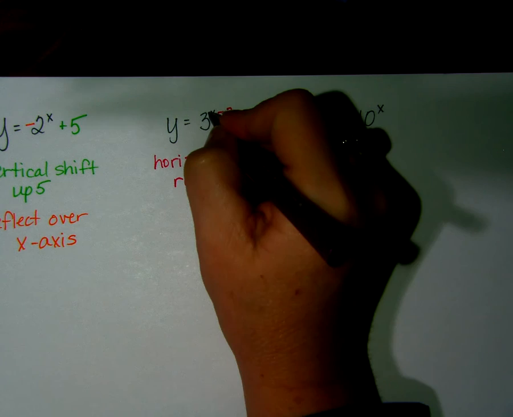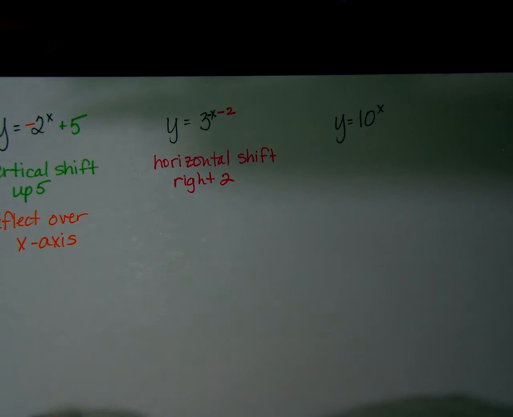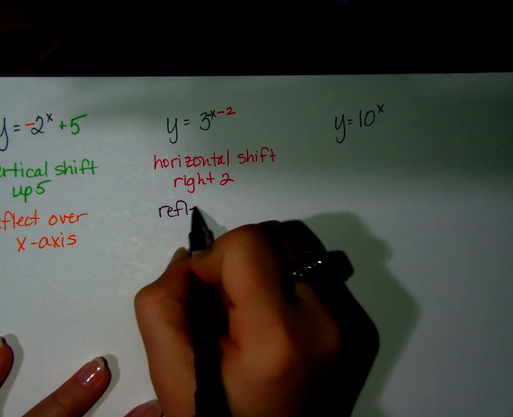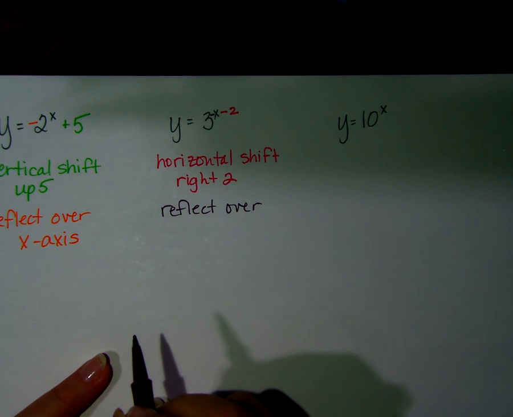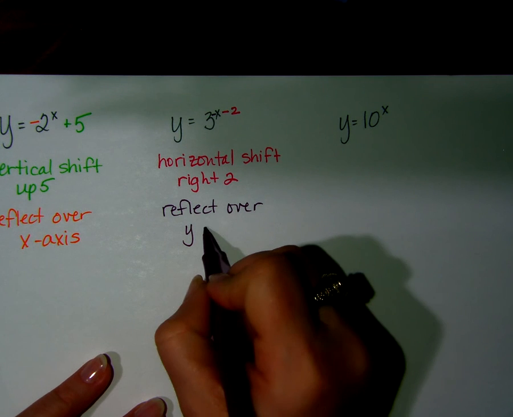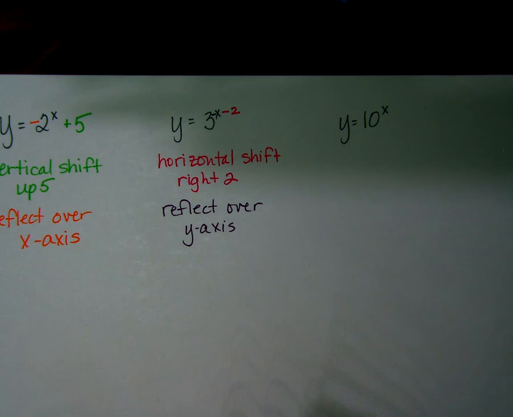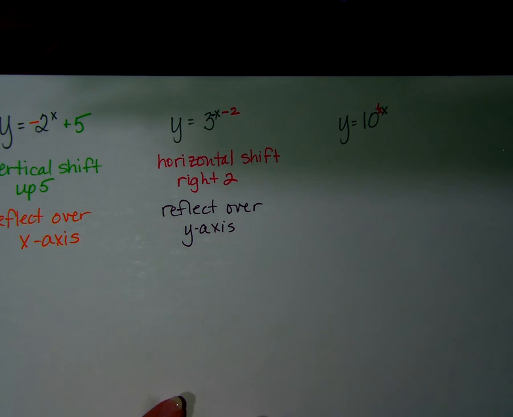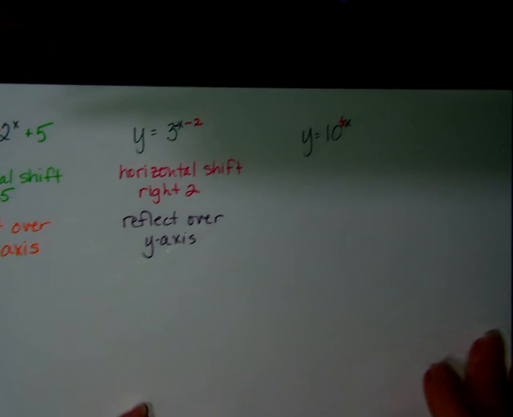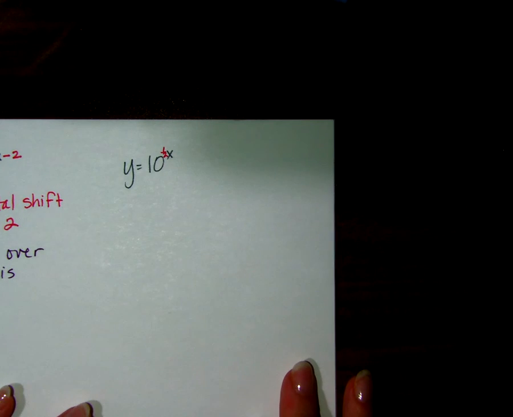And what happens if this right here is a negative? Over what? The y-axis. What happens if right here, inside this exponent, it says 1/2? Can you even see that? Is that better?